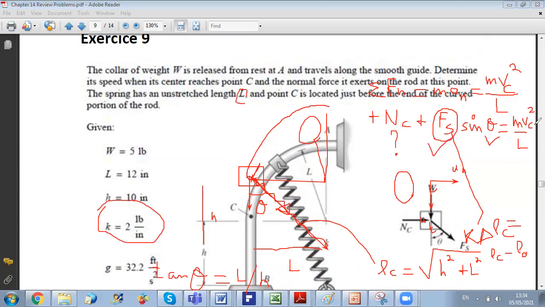Then the only remaining unknown is Vc. So if you can get Vc, you can replace it back in this equation to find the normal at C. So now the idea is to get this.